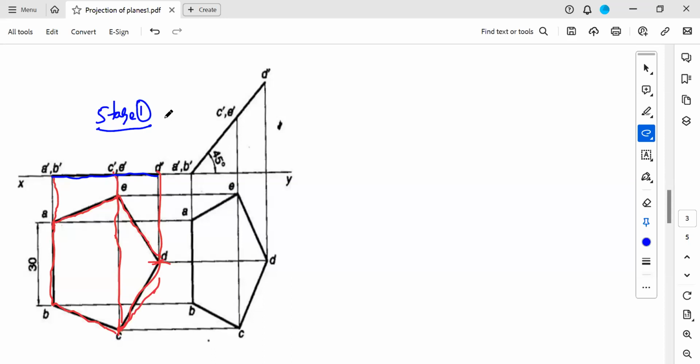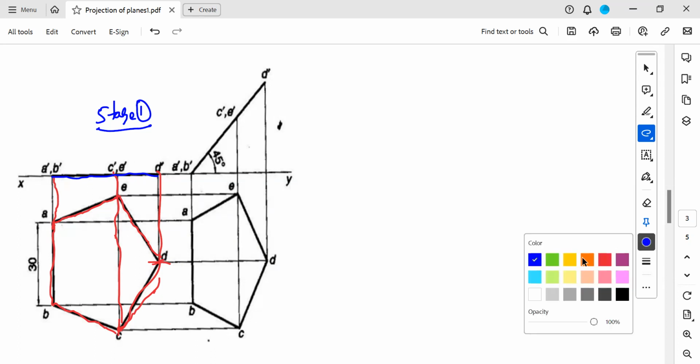Now in the second stage, what we are doing is rotating the plane such that it makes an angle of 45 degrees. Since we rotate the plane, it is making an angle of 45 with the HP. So that will be visible in the front view. So what we are doing is redrawing the front view.